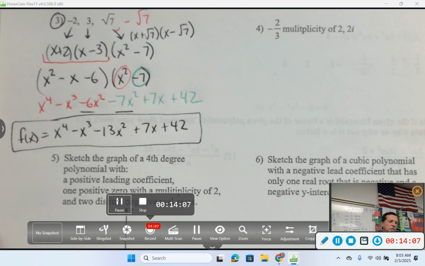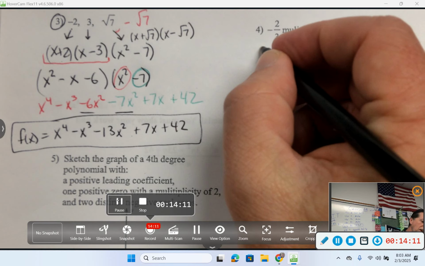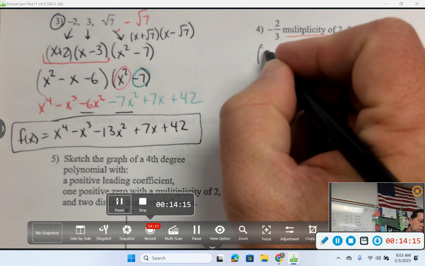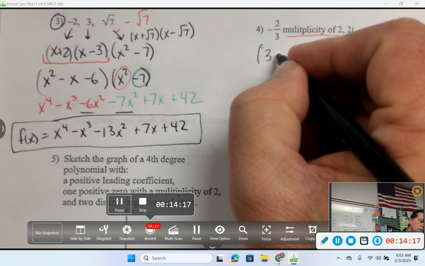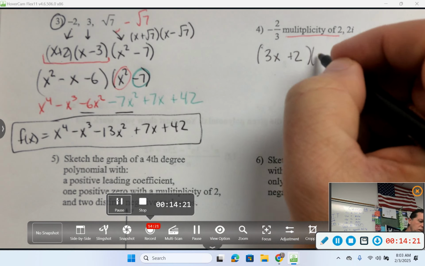What does multiplicity of 2 mean? 2 of the same thing. So what factor would have led to negative 2/3? 3x plus 2. Yeah, 3x plus 2 twice.